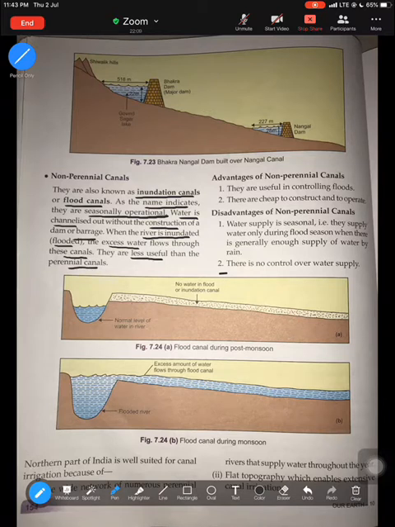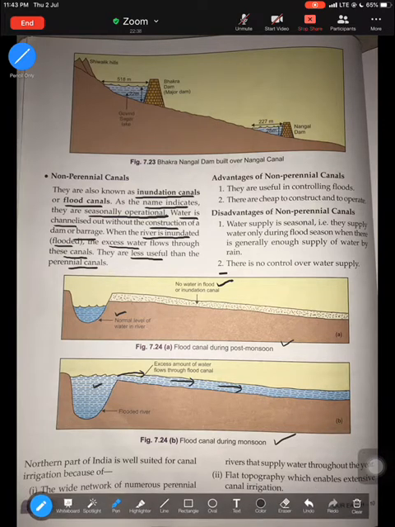So this is how perennial and non-perennial canals work. If you look at this picture, for the flood canal during post-monsoon, after the monsoon, the water level is low, there's no rainfall, so no water in the canal. When it rains, what happens? The height of the river rises and it starts overflowing. That is how water is provided in the canal. So this is why non-perennial canals are also known as floodwater canals.